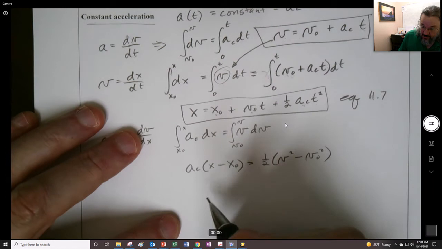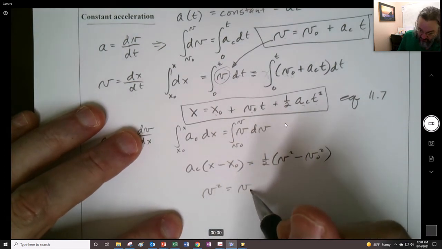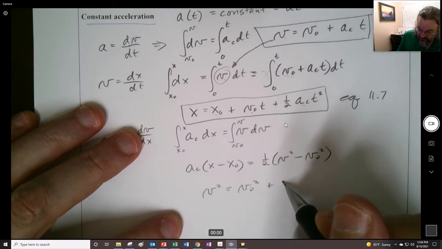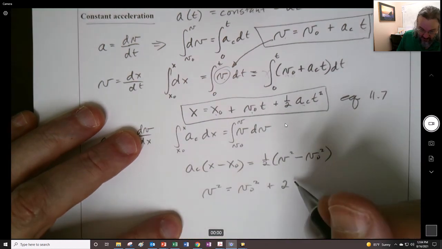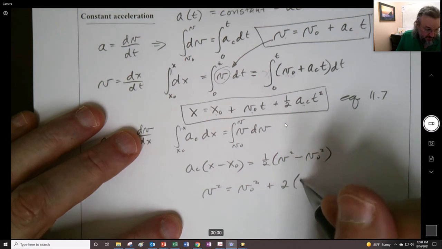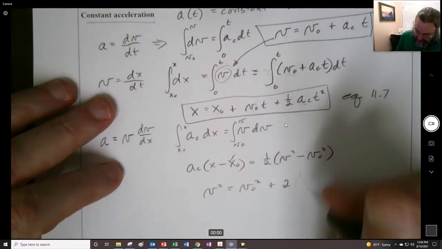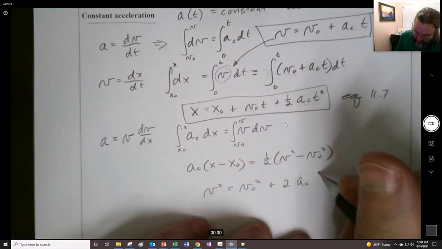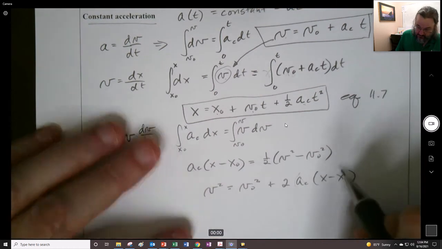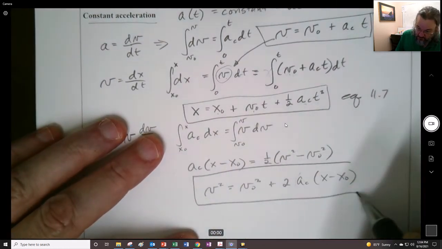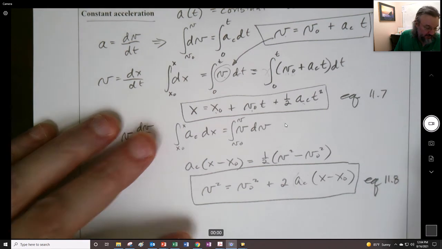So we can write out, move these things around here, say v squared is equal to v naught squared plus 2, because we're taking that and multiplying it over here to that side, 2 times ac times x minus x naught. And so this is equation 11.8.